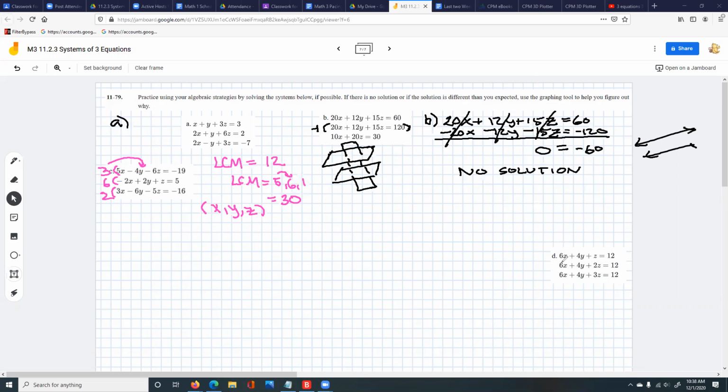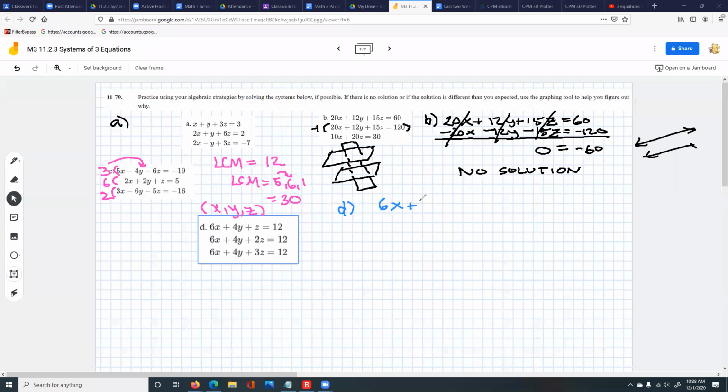Okay. And then D, the last one over here. Let me move this one up here and make it a little bigger. What do you notice about the x's, the y's, and the z's for this problem? Are they all going to eliminate? Let's copy this one down because it's interesting. Let's write in blue. D. So 6x plus 4y plus z equals 12.